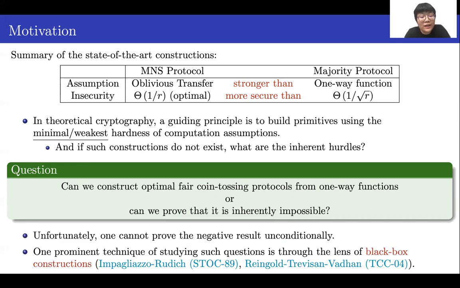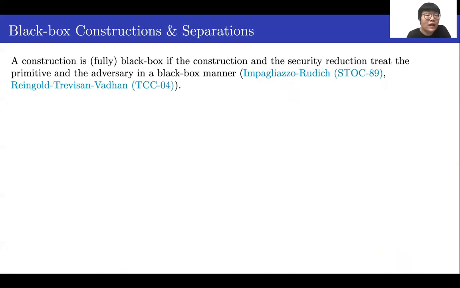Unfortunately, one cannot prove the negative result unconditionally. One of the prominent ways of studying such questions is through the lens of black box construction, introduced by Impagliazzo and Rudich. On a high level, a construction is fully black box if the construction and the security reduction treat the primitive and the adversary in a black box manner. That is, they only care about the input and output behavior of the primitive and the adversary.